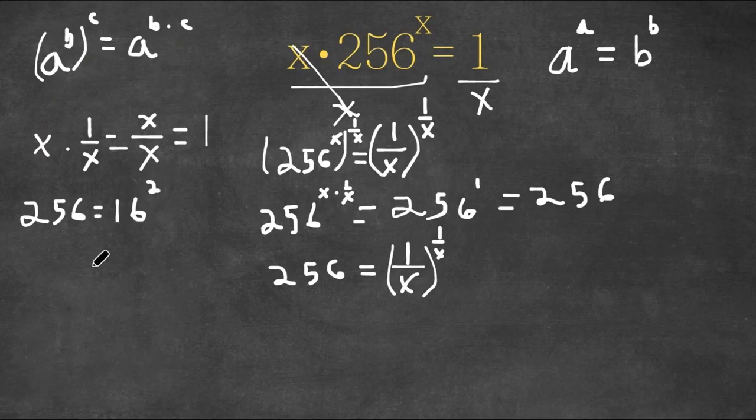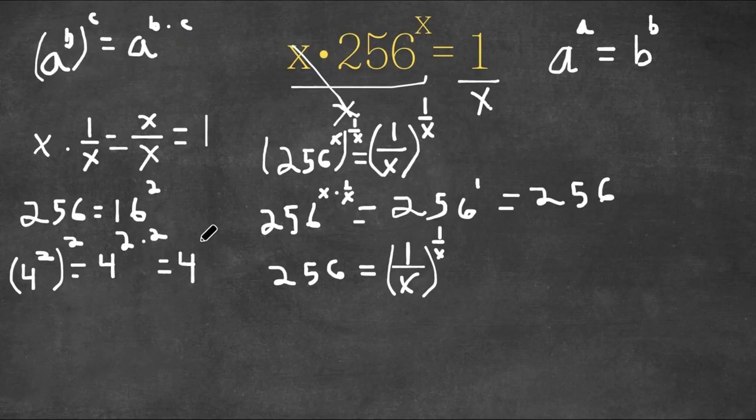Now 16, this is equal to 4 squared. So we have 4 squared to the power of 2. Now remember this property, if we have a to the power of b to the power of c, this is equal to a to the power of b times c. Well, 4 to the power of 2 to the power of 2, this would equal 4 to the power of 2 times 2. And 2 times 2 is 4, so this would be 4 to the power of 4. And as you can see, now this is in the form a to the power of a.